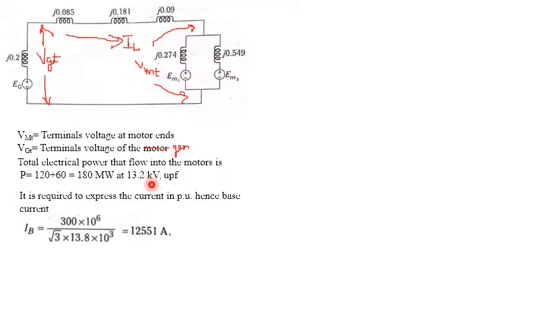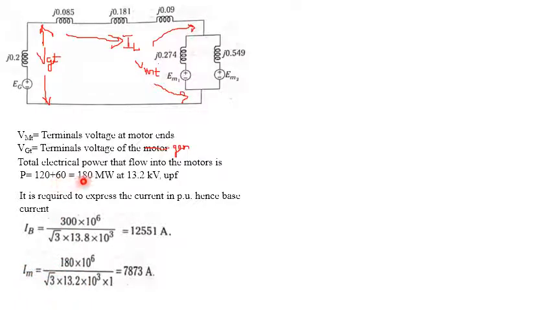So we need to express it in per unit terms. We know the base value. What is the total power? That is the MVA, 300 MVA. The base voltage we calculated earlier is 13.8. Okay, so 300 to the power 6 divided by root 3 times 13.8, so we'll get 12,551 amperes.